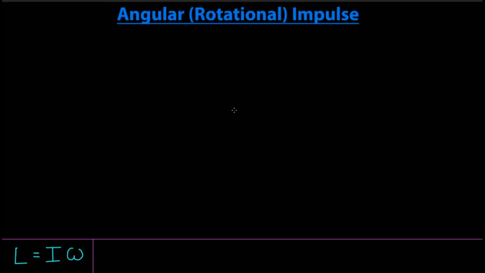Today we're going to talk about angular or rotational impulse. And we're going to start right off the bat with a derivation and a bit of a recap on linear impulse. To do that, I'm going to start by putting up some equations that we are quite familiar with. Acceleration is F over mass. This is Newton's second law. Acceleration is change in velocity over time. This is based off the very definition of acceleration.